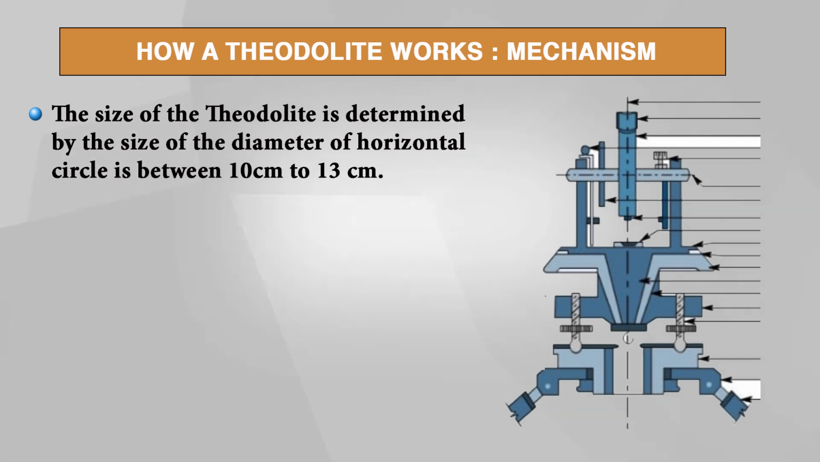Suppose you go to an office and your boss asks you to bring the theodolite. So, you can ask what type of theodolite. The answer would depend upon the diameter of the horizontal circle. It ranges from 10 centimeters to 13 centimeters. So, to be precise, knowledge of all the items should be essential.